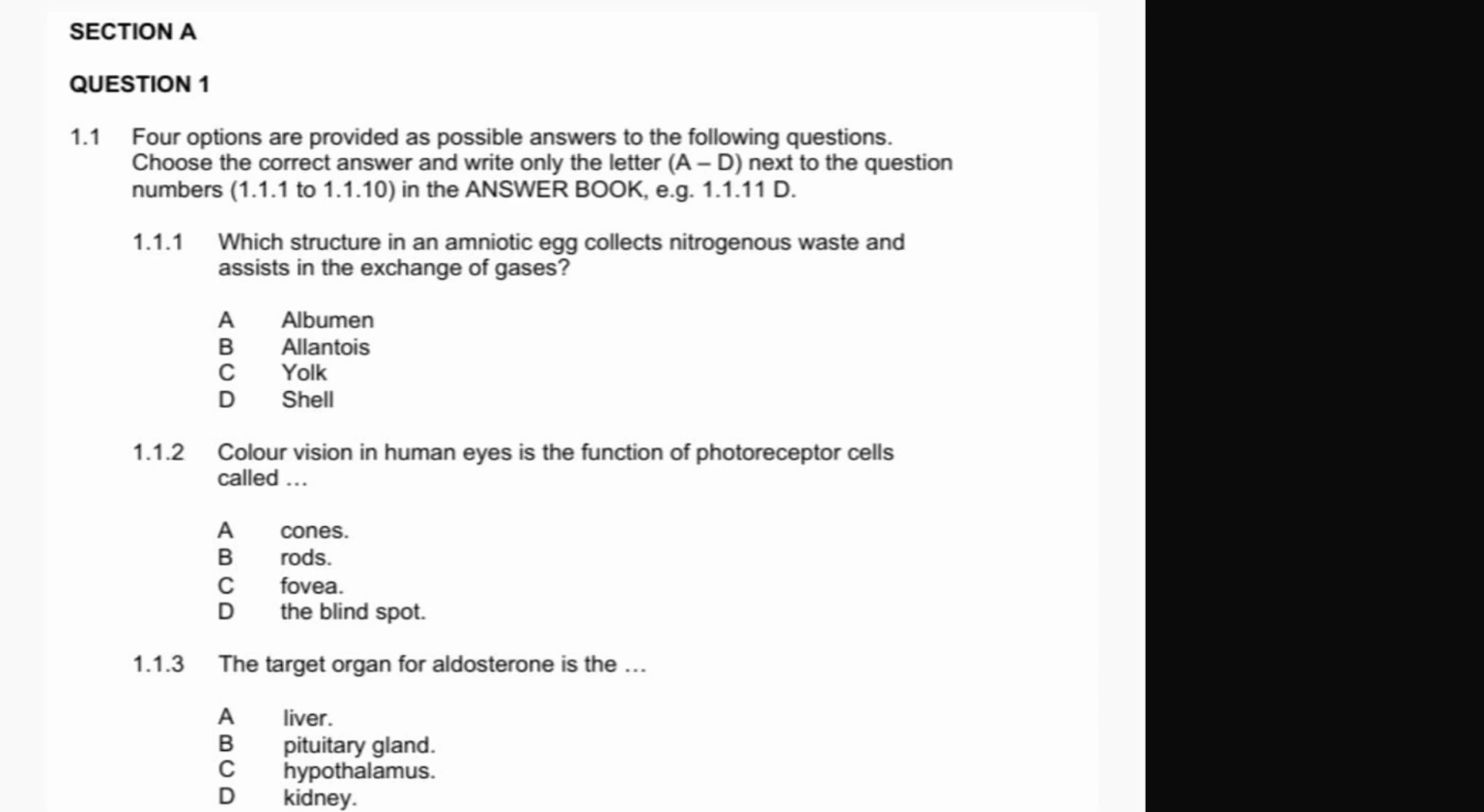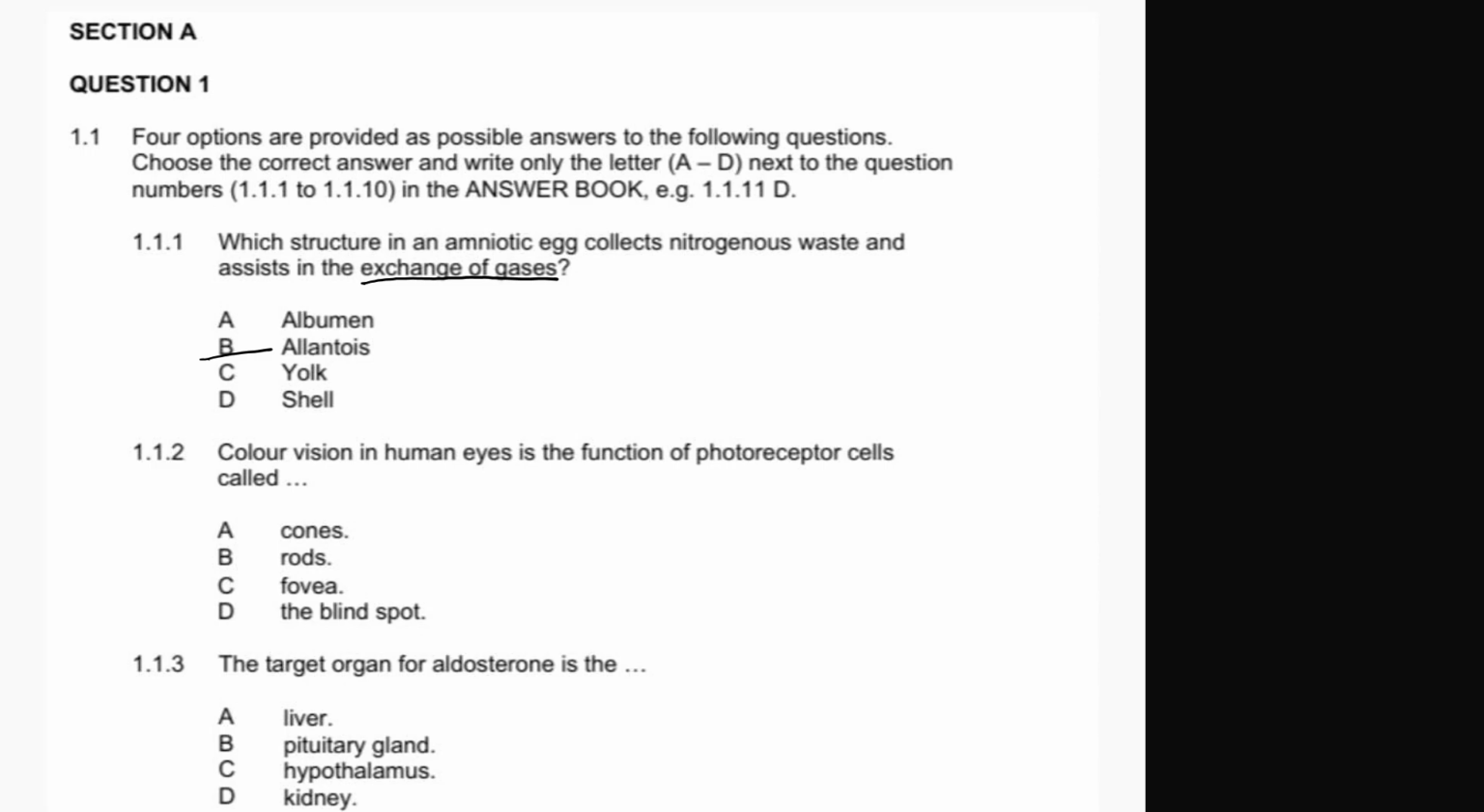Therefore, 1.1.1, they said, which structure in the amniotic egg collects nitrogenous waste and assists in the exchange of gas? It assists in the exchange of gas. Therefore, now that's what we call allantois. B. It is what we call allantois. So it collects nitrogenous waste and assists in the exchange of gases, right?